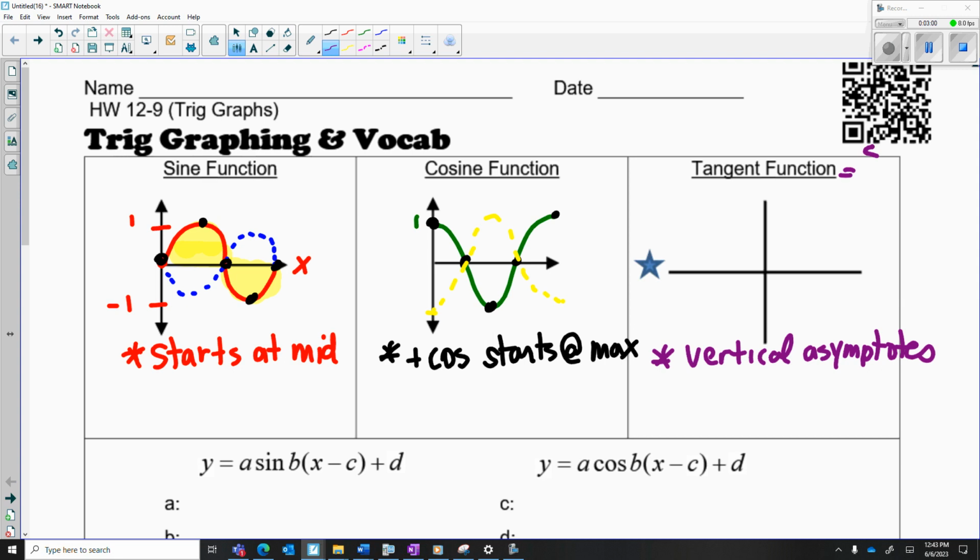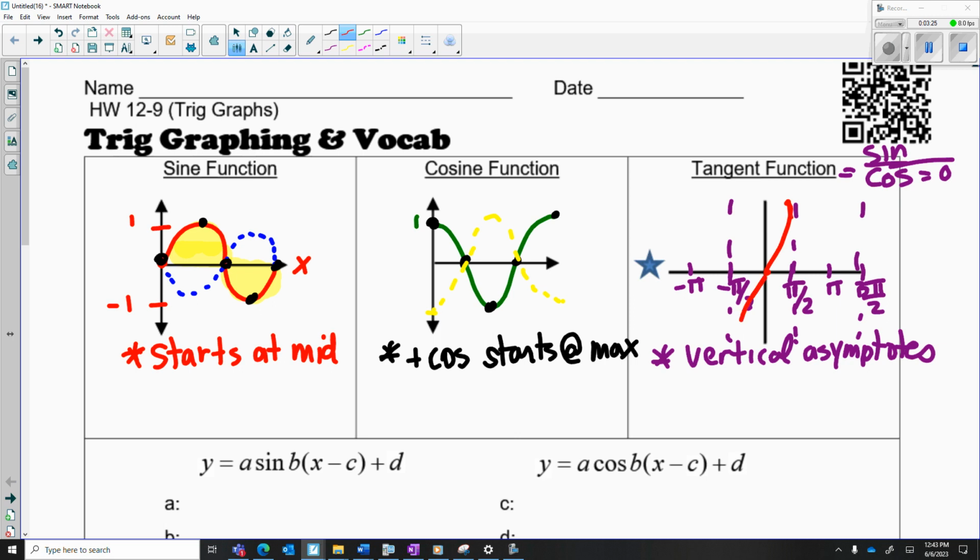Remember, tangent is sine divided by cosine. So wherever cosine equals 0 is where the tangent will be undefined. So that's at pi over 2, which is 90 degrees, and at 3 pi over 2, etc., negative 90 degrees. So I'm going to put a dotted line here wherever there's an asymptote, and then I'm going to show the graph. It approaches but never touches the asymptote. Tangent is the least likely to be seen as a graph on your regions.